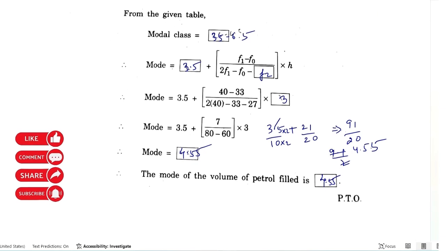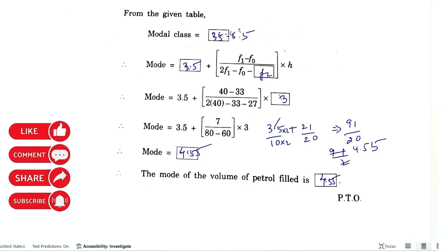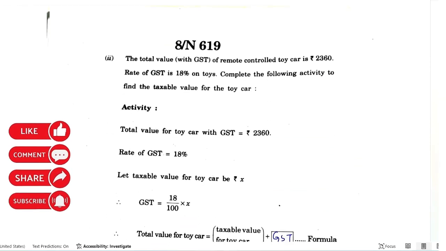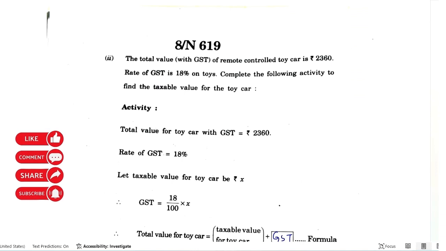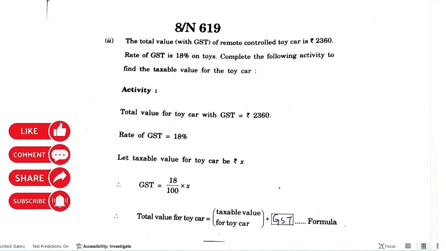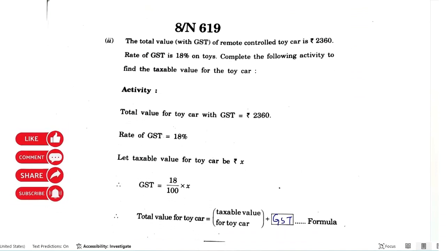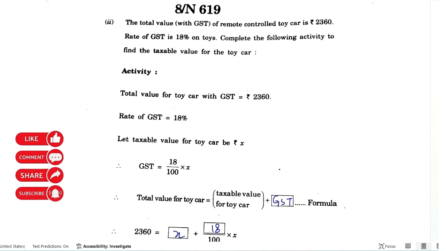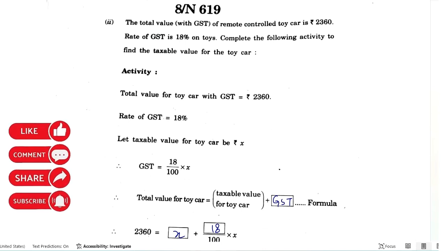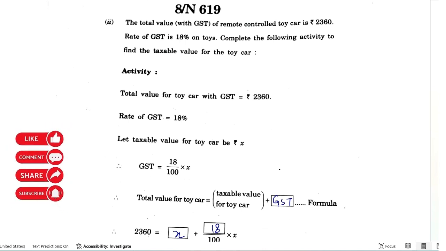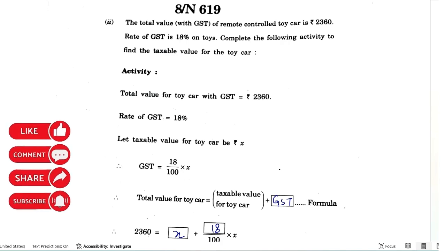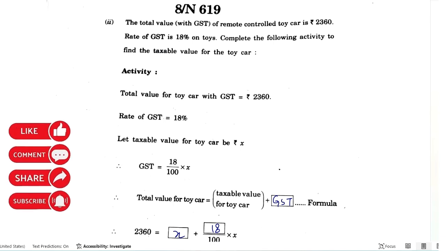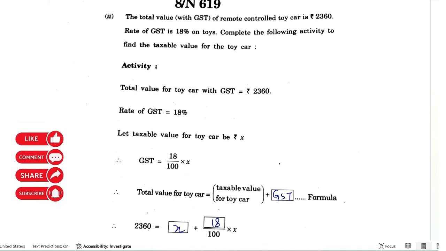Quite easy. Now, second one is based on financial management, GST. Total value with GST is given as 2360 and rate of GST is 18%. So we have to find the taxable value. So obviously this 2360 is the taxable value plus 18% GST on that taxable value. So they have taken taxable value as X. So GST will be 18% of X.